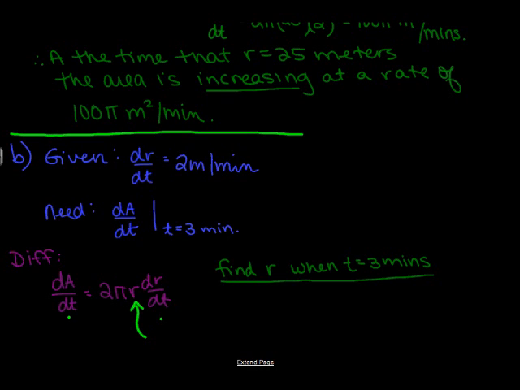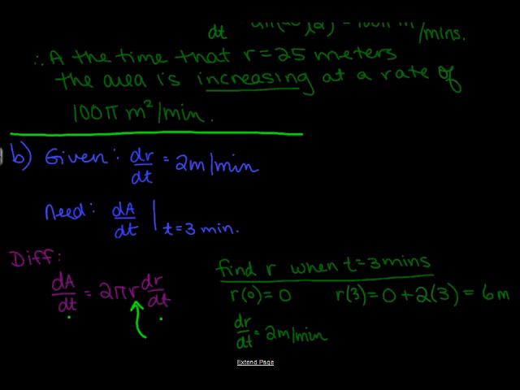All right, well, they told us that the initial condition, r at 0, was equal to 0. And we also know that dr/dt is equal to 2 meters per minute. So that means that r at 3 is going to equal the initial amount at 0, plus it's going to increase 2 meters for every minute, and we're increasing for 3 minutes. So that gives us that our radius is going to be 6 meters.